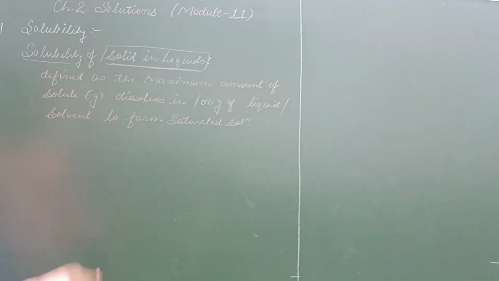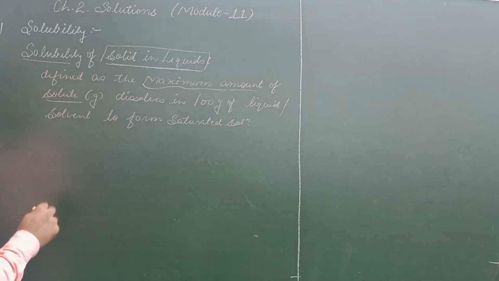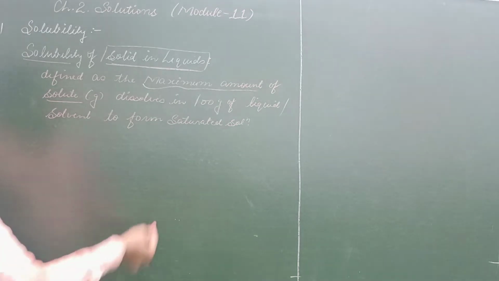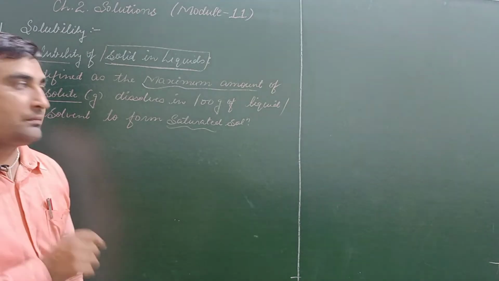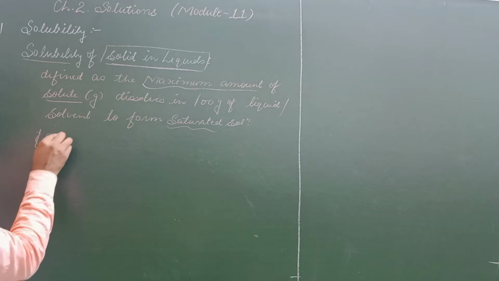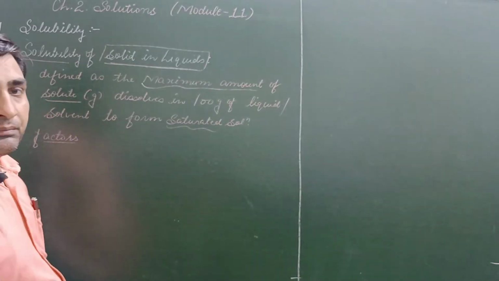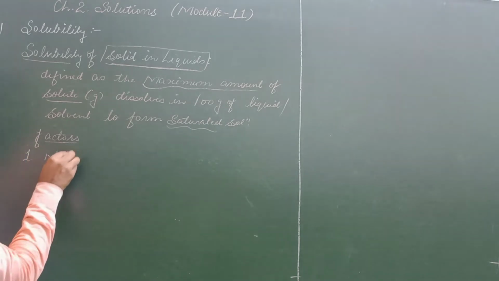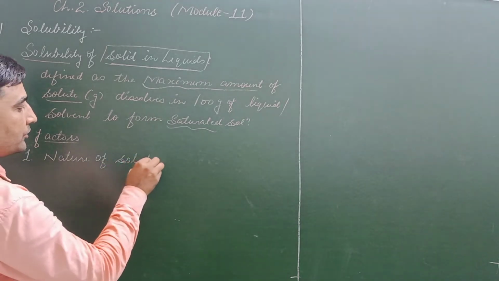I am again telling, it is the maximum amount of solute taken in gram that dissolves in 100 gram of liquid to form a saturated solution. A saturated solution is that solution in which no more solute can be added. What are the different factors that affect this solubility? Now we are talking about the factors affecting the solubility of solid in liquid. The first factor is the nature of solute and solvent.